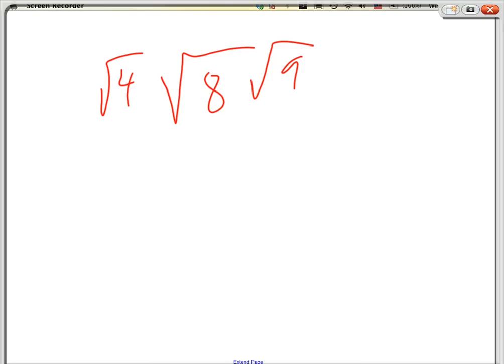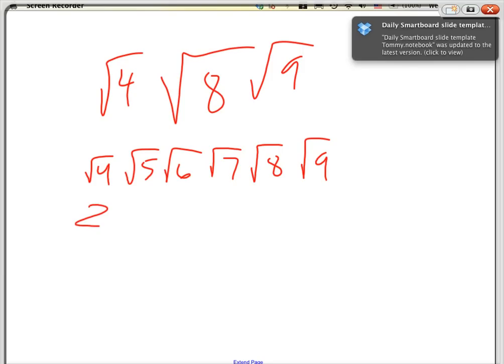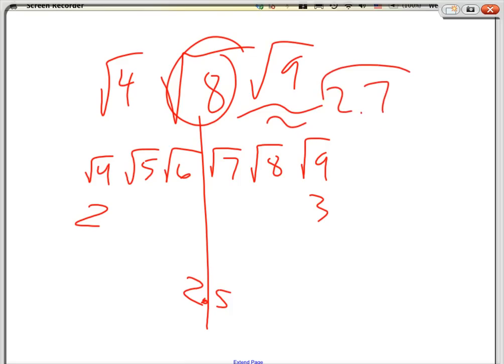So the next thing is you expand everything. You start counting: 4, 5, 6, 7, 8, 9. You see that? And watch what happens. The square root of 4 is 2. The square root of 9 is 3. Since we have 6 numbers here and we split it halfway, this halfway mark is 2.5. Do we agree? And since 8 is on the right-hand side of 2.5, it has to be bigger than 2.5. So can we safely estimate it at about 2.7? So the square root of 8 is approximately 2.7. That's how we estimate it.